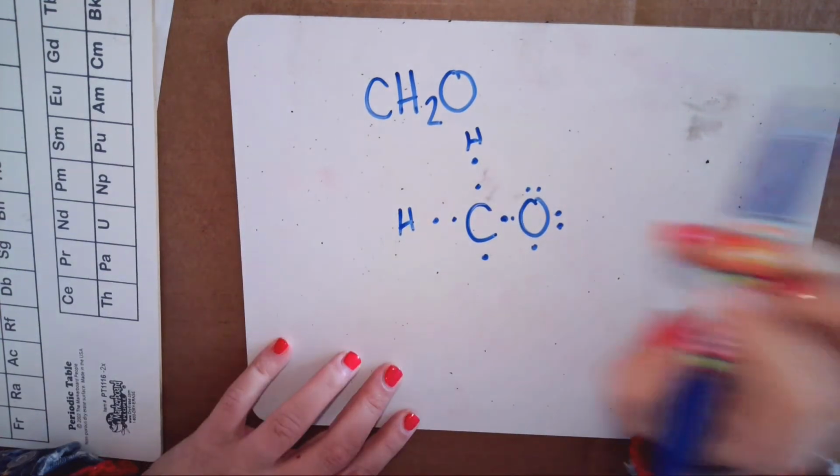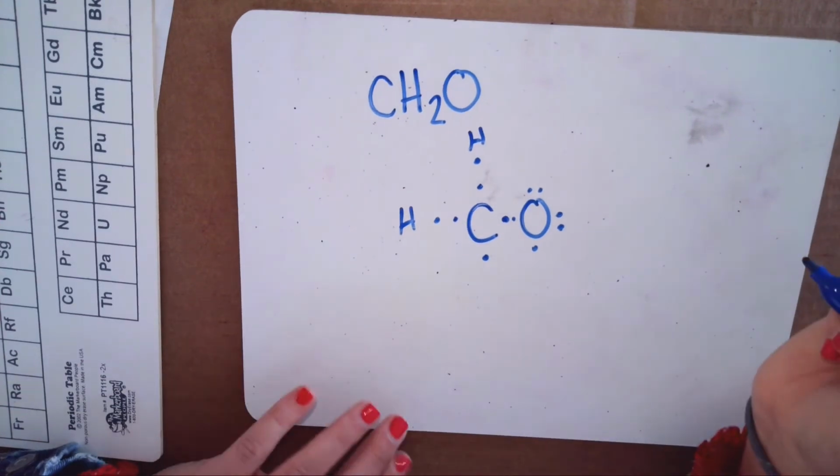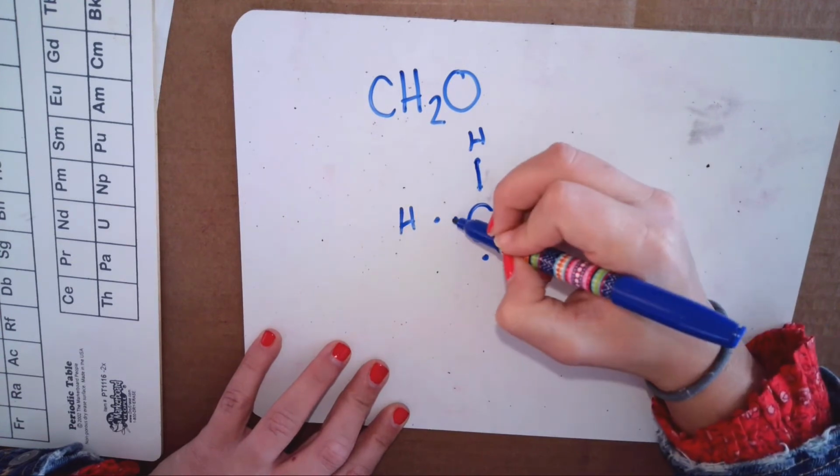Remember the hint I gave you last week? If the H is written next to the C, it's probably bonded to the C. So start there. Now we're going to go ahead and connect our dots because we're good at that.